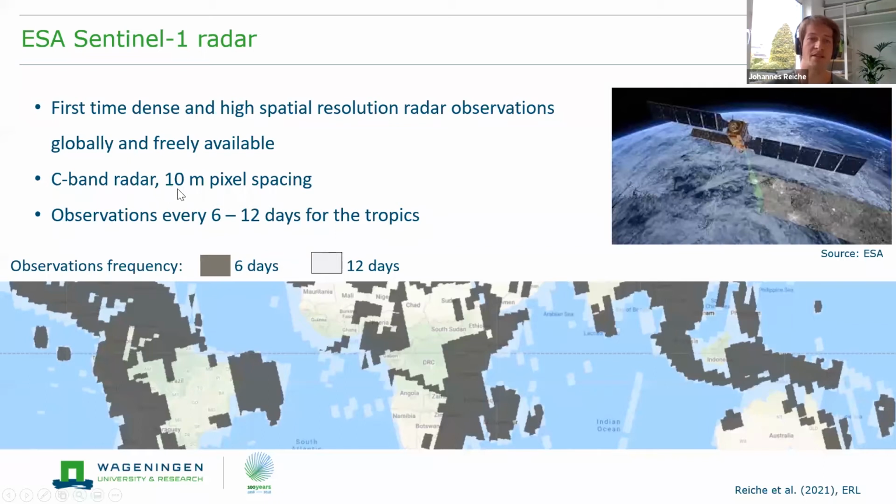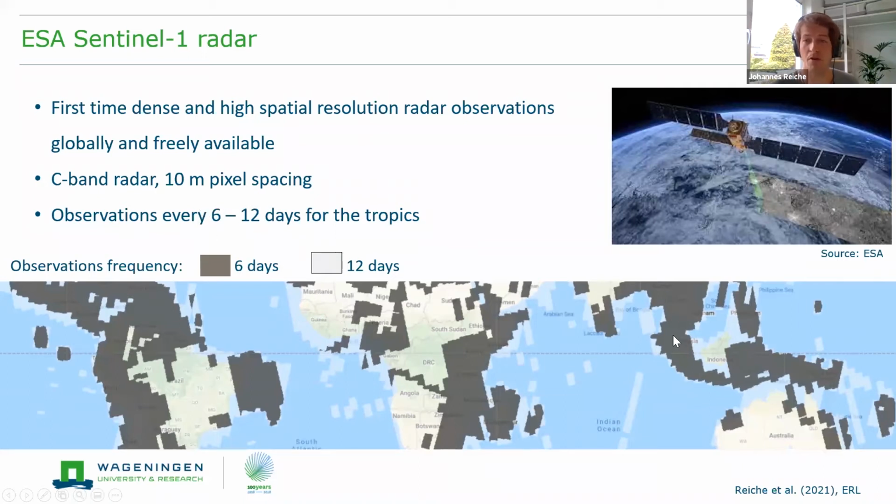The pixel spacing is 10 meters, and in the tropics, we have observations consistently every 6 to 12 days. You see here the coverage of areas with 6-day coverage, and other areas that are at the moment only covered 12 days. It looks a bit random, but it basically comes down to tectonically active areas where we have 6-day coverage, because these are monitored for tectonic activities.